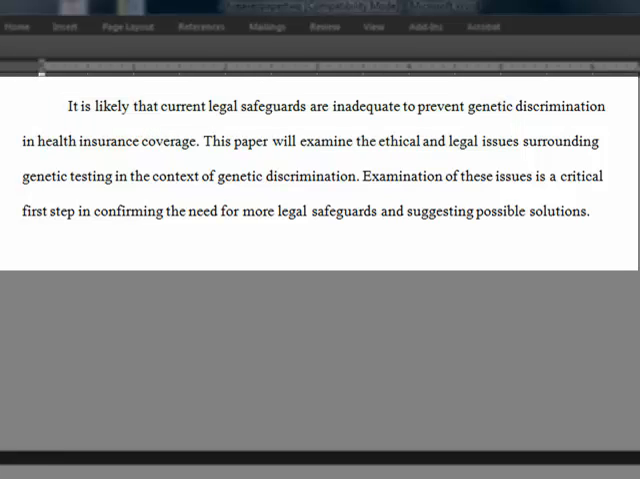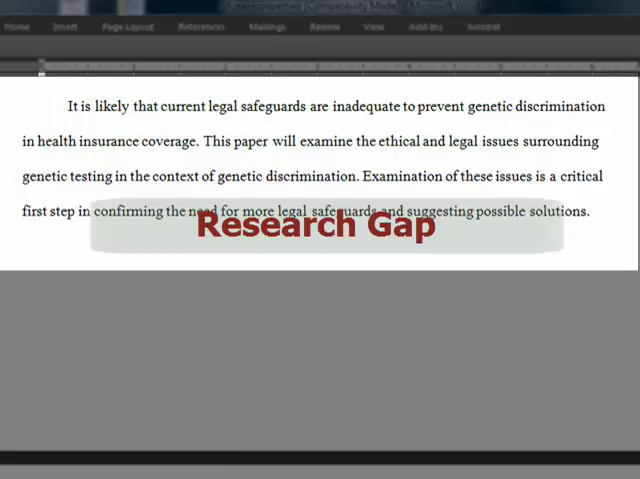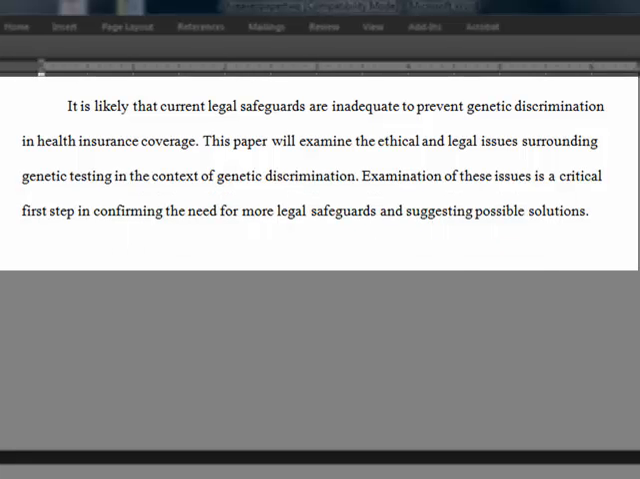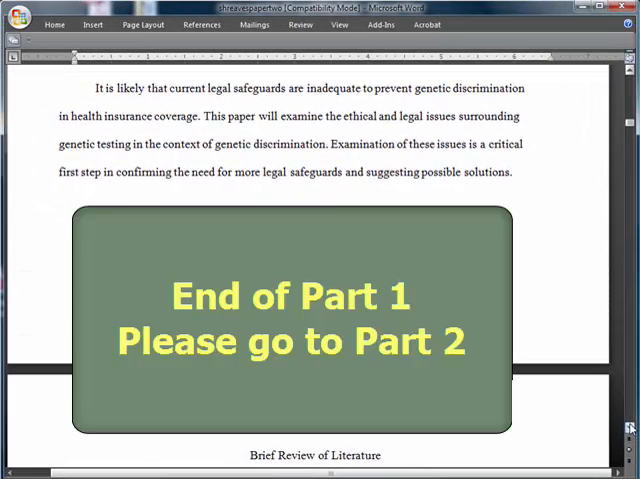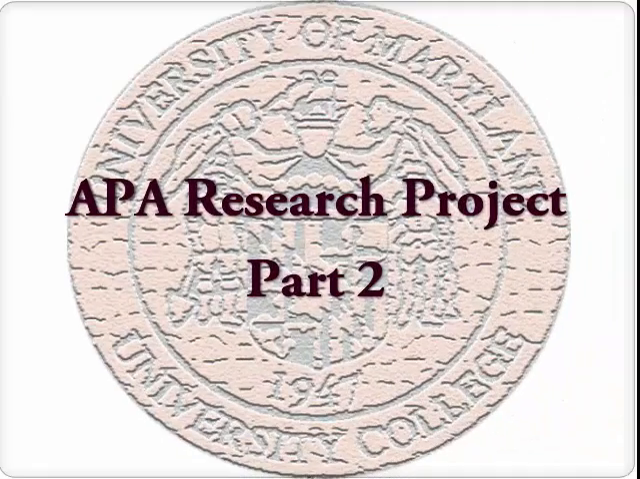Here is the research gap or need that it fulfills. Examination of these issues is a critical first step in confirming the need for more legal safeguards and suggesting possible solutions. And that is a solid introduction section for an APA paper.